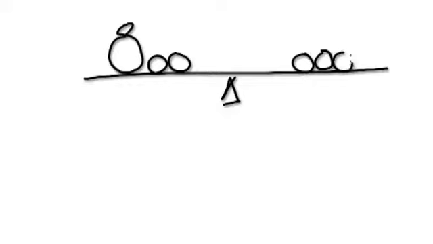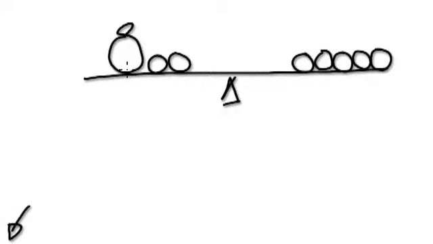Let's say you've got a balance here, and let's say you've got a bag over here, and 2 sweets over here, and you've got 1, 2, 3, 4, 5 sweets over here, and the 2 sides are perfectly balanced at the moment. So guess how many sweets there are in this bag. Press pause and have a go.